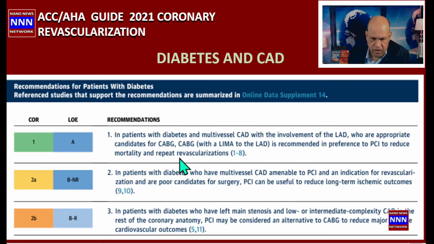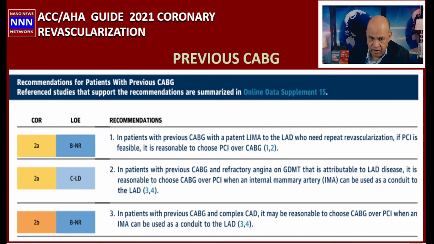Diabetes patients, I would just look at the Class 1 indication: patients with diabetes and multivessel CAD with involvement of the LAD who are appropriate candidates for CABG should have CABG done with LIMA to the LAD and preferably RIMA to the right coronary artery to improve longevity, improve symptoms, and improve the overall condition. So you can just read through these ones, and I'm just going to go on. We still have a lot more to cover.